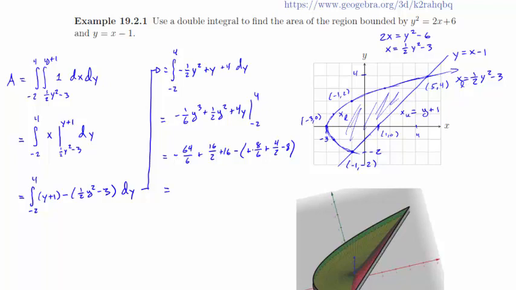-64 minus 8 is -72 over 6, and then 16 over 2 minus 4 over 2 is plus 12 over 2, and then 16 plus 8 is plus 24. Let's see, 6 goes into 72 12 times. This is -12 plus 6 plus 24 equals -6 plus 24 is 18. All right. And so let's take a look at the GeoGebra.